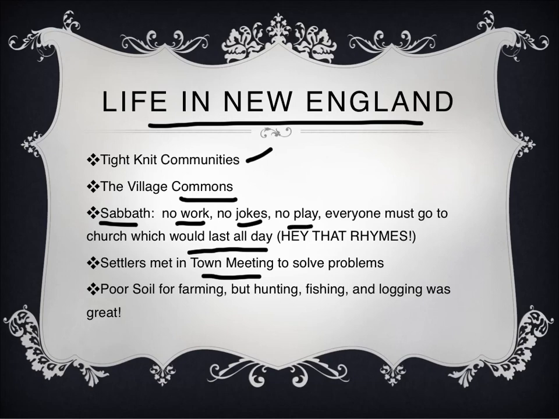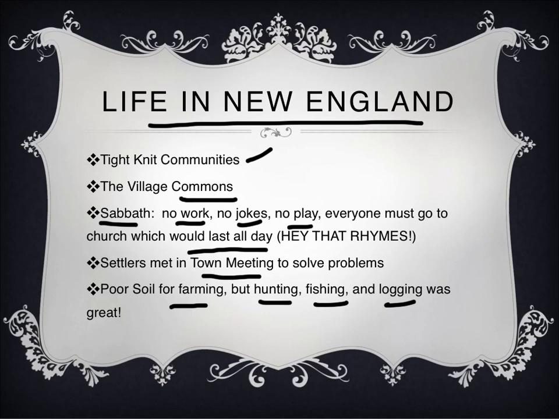All right, now let's talk about the soil. The soil up in New England is rocky. It's cold, much colder than it is here in the Great Plains. So it's not great for farming. They farm, and they can grow probably enough crops maybe to feed their family, and that's about it. However, hunting, fishing, and logging are great. And they're going to make a lot of money and be successful doing those 3 things: hunting, fishing, and logging. All right? So there you go.